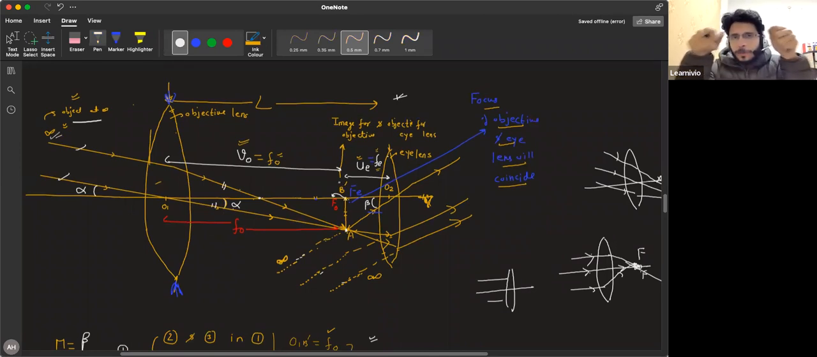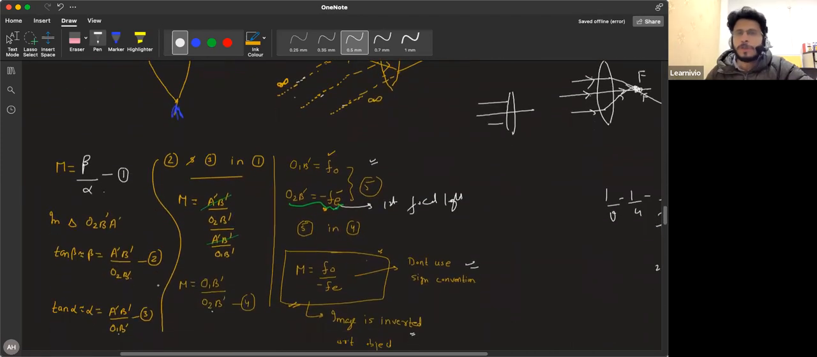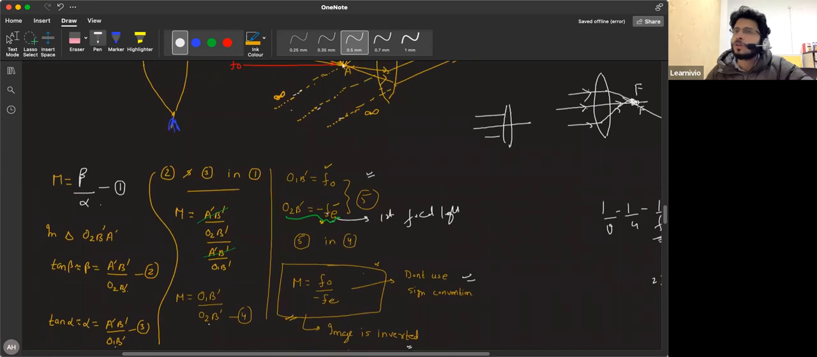We adjust the separation between the objective and eyepiece in such a way that the focus of the objective and the eyepiece will coincide. So the focus of the objective lens and the focus of the eyepiece would be at one place. So when both coincide, your A prime B prime, which is the image for the objective and object for the eyepiece, is at the focus of the eyepiece also. So if an object is placed at the focus of the eyepiece, then just like the compound microscope, your eyepiece will make the final image at infinity. We're using the same derivation. The only difference is O2 B prime is not UE, it's FE.